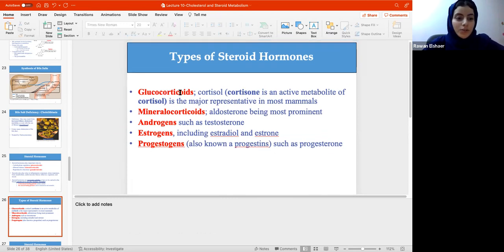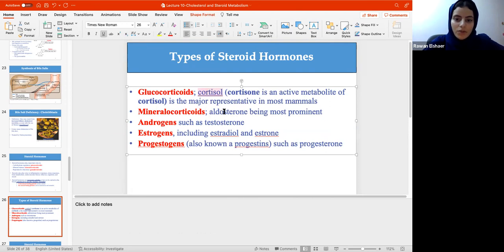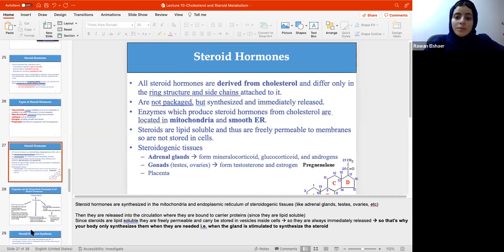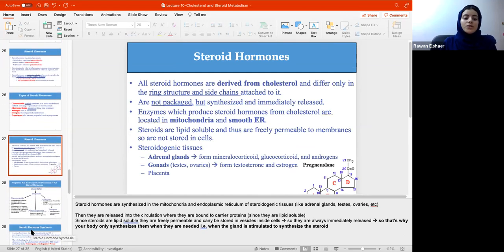Okay, so glucocorticoids, mineralocorticoids, androgens, these are all the examples. I don't remember if I wrote this or the doctor did, but you need to remember these names: cortisol, aldosterone, we're going to be talking about them. Testosterone, estrogens, you have estradiol and estrone, and progestogens, like progesterone. This just needs memorizing.